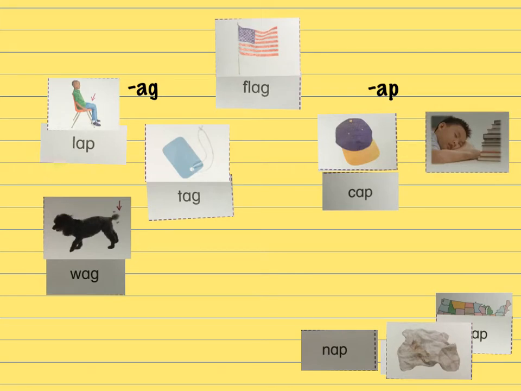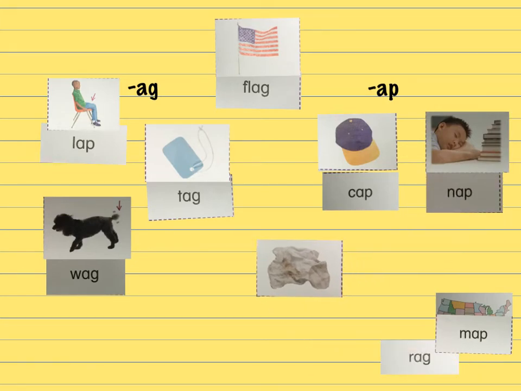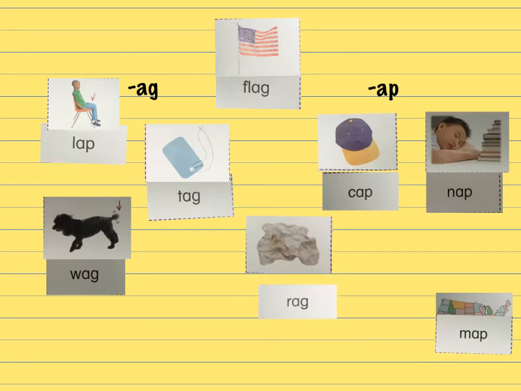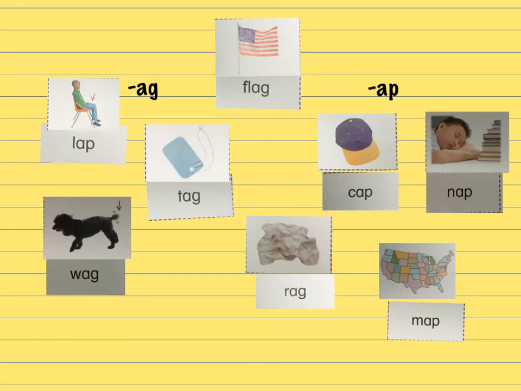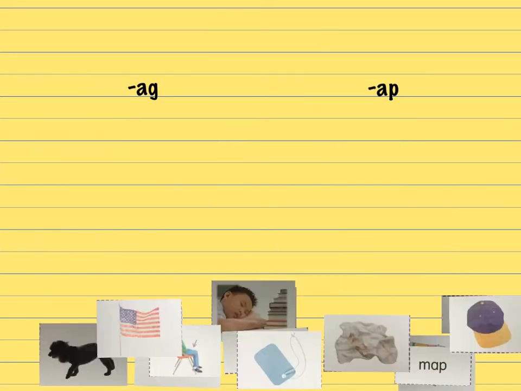This one is nap. The little boy is taking a nap. This one is a rag. And last is a map. Now that we know the pieces, let's sort them where they belong.